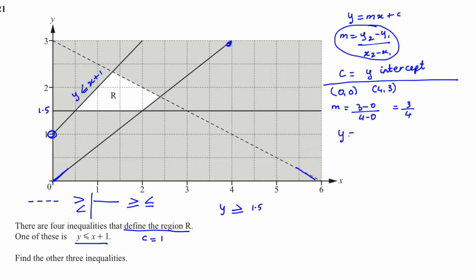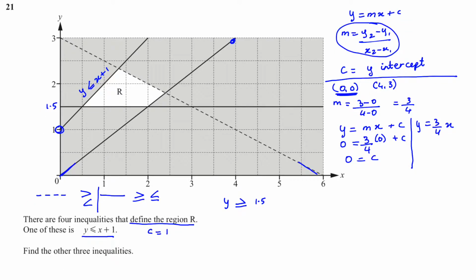We will replace our x value, gradient and y value in this equation to find C. Again, choose 0, 0, which is easier to solve. So y is 0, gradient is 3 over 4, x is 0. So what do we have for C? We have C is 0. The equation of the line is y is equal to 3 over 4 x.